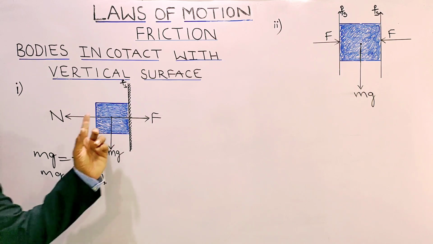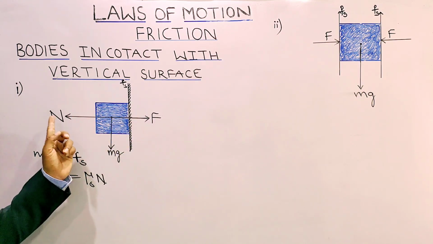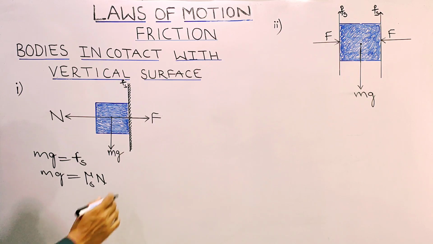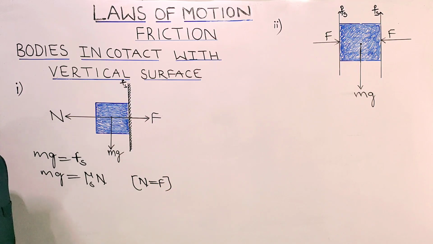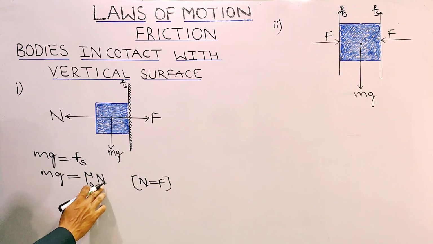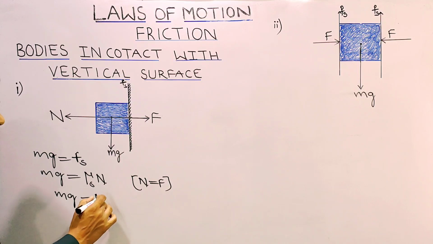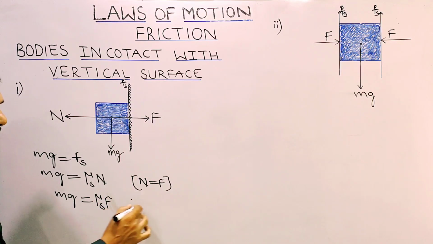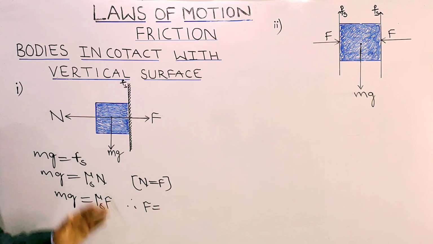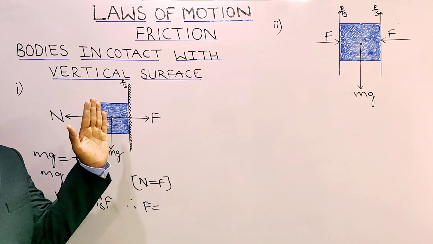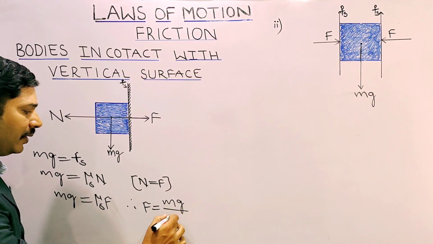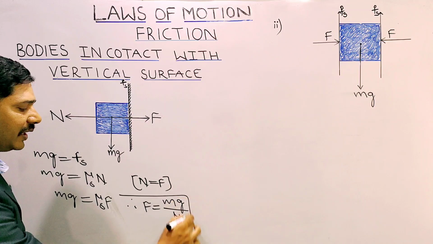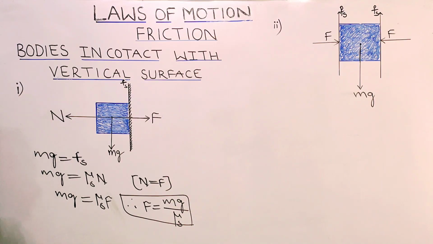Here, by action and reaction, N is balanced by the applied force F, so instead of N we can write force F. Therefore, the force F we have to apply on the body to prevent slipping is F equals mg by mu s, where mu s is the coefficient of static friction. Next case we can observe here.